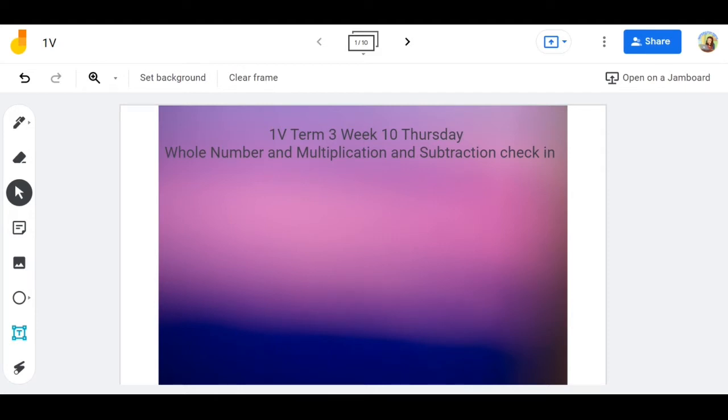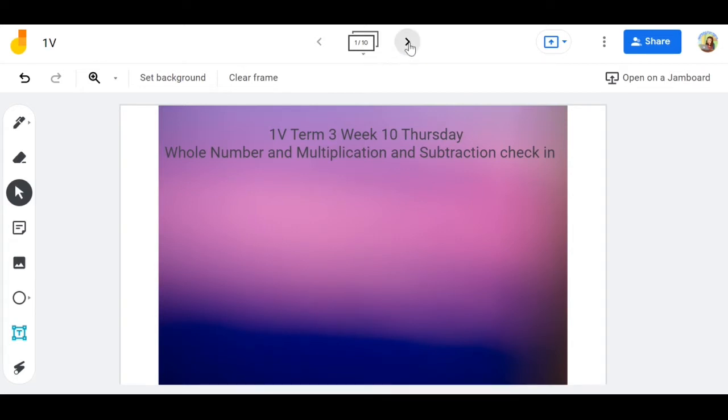Hi everyone, it's Thursday and today we're going to be working on a variety of number units that we've done this term. We've covered whole number, multiplication and division and subtraction over this term. So we're just going to be checking how you're going with that now and seeing what we need to work on in term 4. Okay, so remember we have to have our Jamboard for this activity.